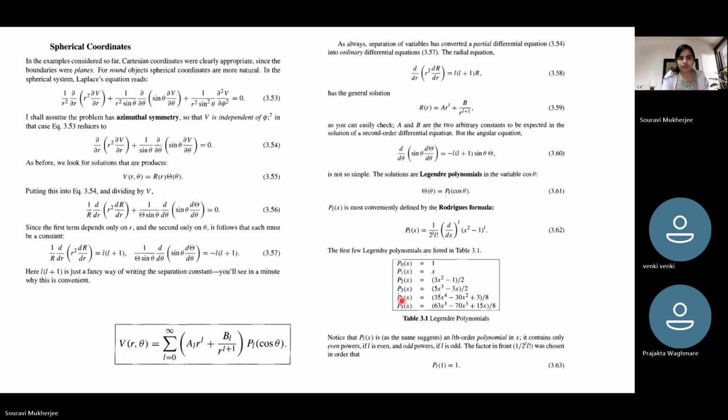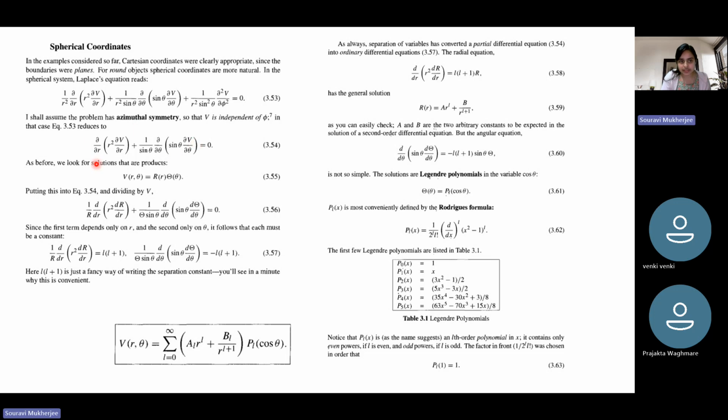Now, you can also do the same for spherical coordinates, where now you have to write the Laplace equation in the spherical coordinate system. Okay, so this is the typical expression of the Laplace equation, del square V, in spherical coordinates. One can consider azimuthal symmetry. So then this last term goes away.